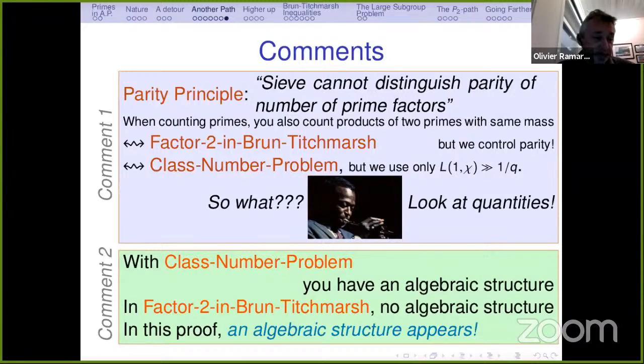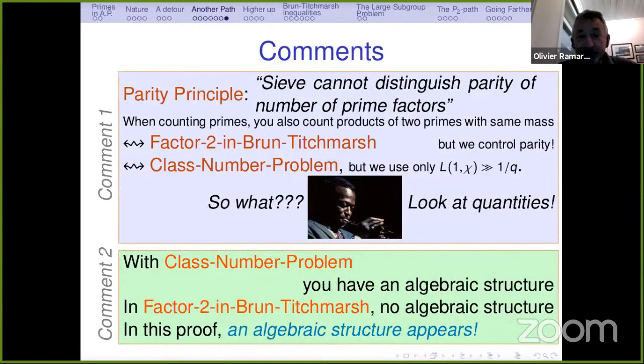Ramachandra has a proof of this fact in half a page. If you look at the proof we have, we use only the factor 2 in Brun-Titchmarsh, so we don't break parity. We use a lower bound for L(1,χ), but the lower bound we use is 1 upon q, so it's not enough to break parity. Still, at the end, we have exactly 3 primes. We don't have 2 or 3 primes, or 1, 2, or 3 primes. So we don't produce the good number of primes.